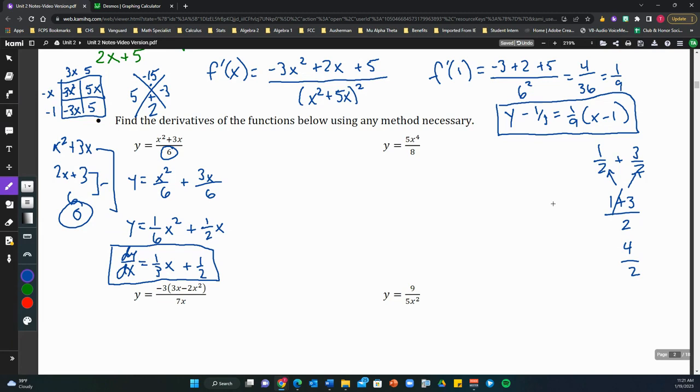This strategy of splitting and reducing fractions shows up all the time in all kinds of various ways. So be on the lookout for that. Second one, again, it looks like a quotient.